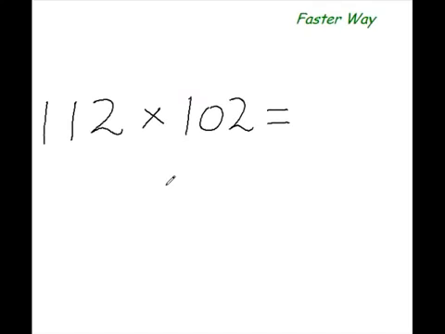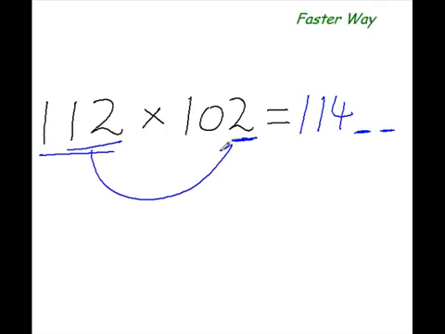So now quickly find out what is 112 times 102. Quickly. The answer would be 11424. Add this to 112, it would be 114. Now 2 more digits to go. So 12 twos are 24. So you put 24 here.